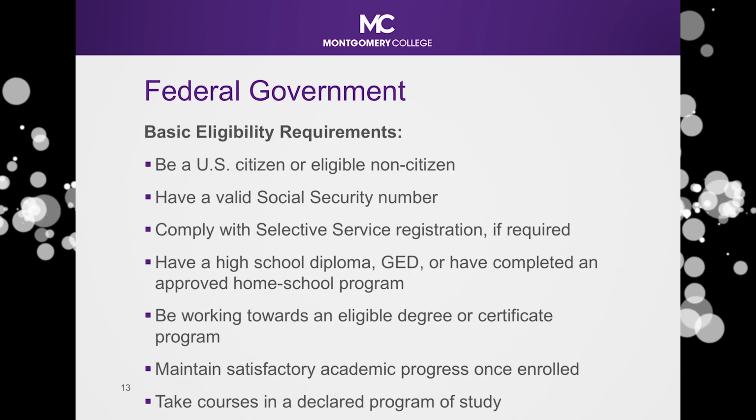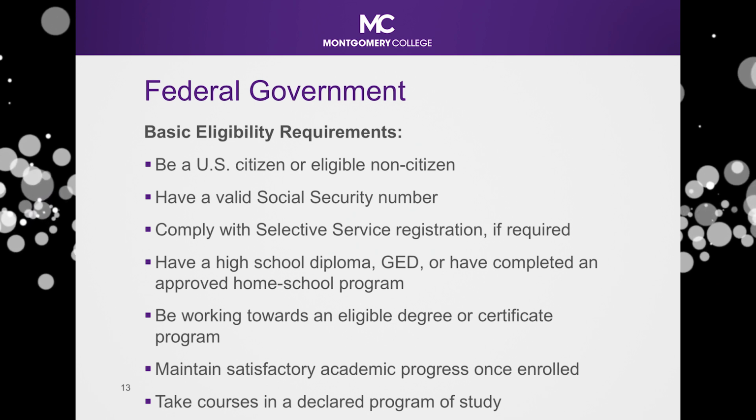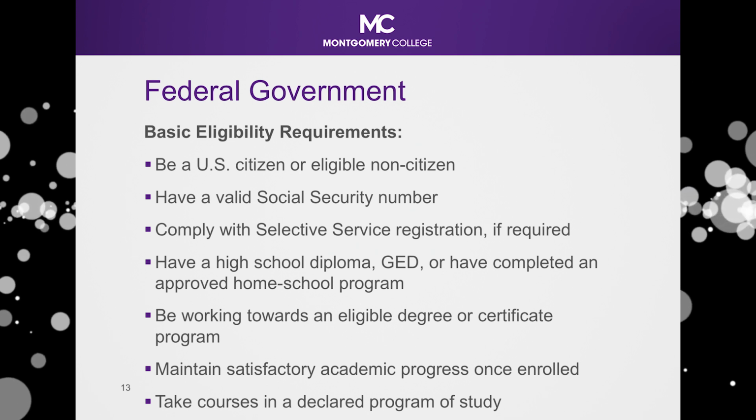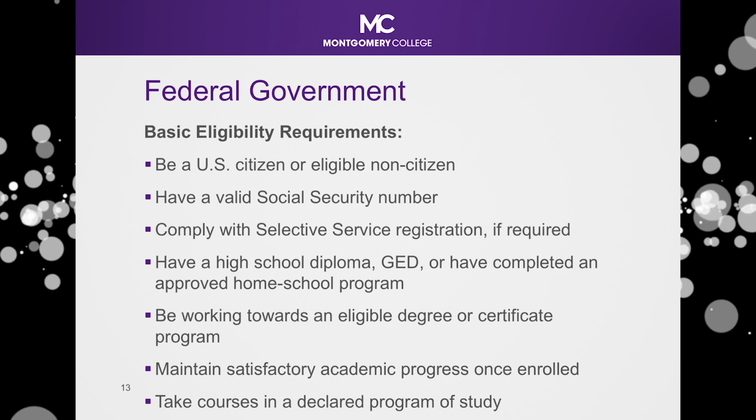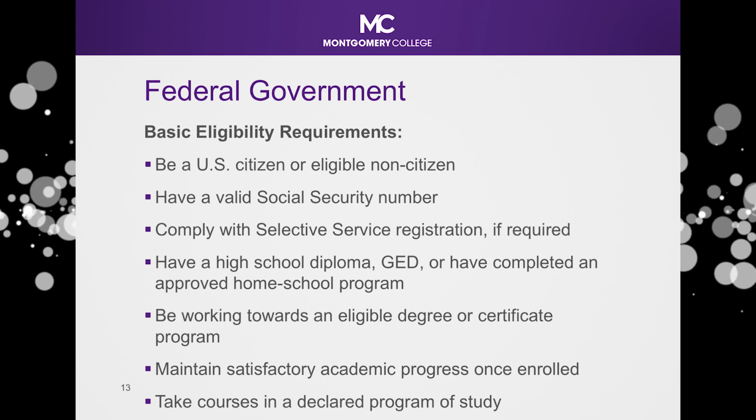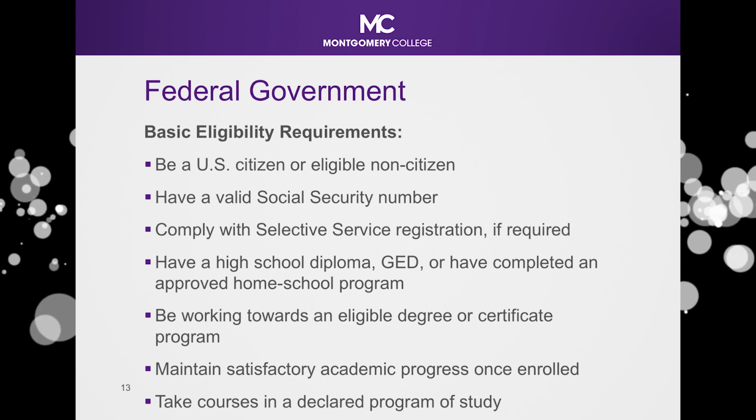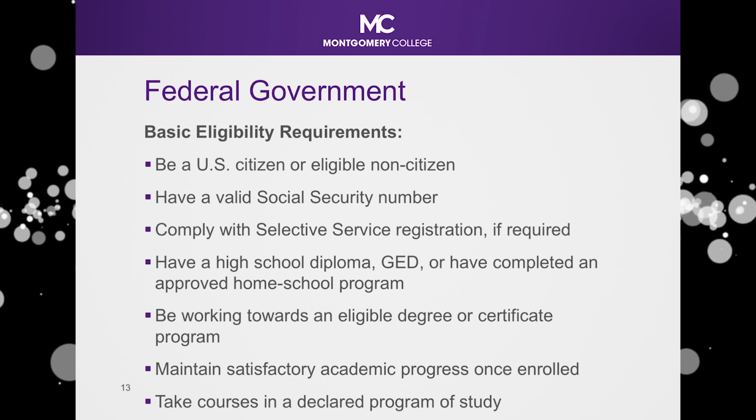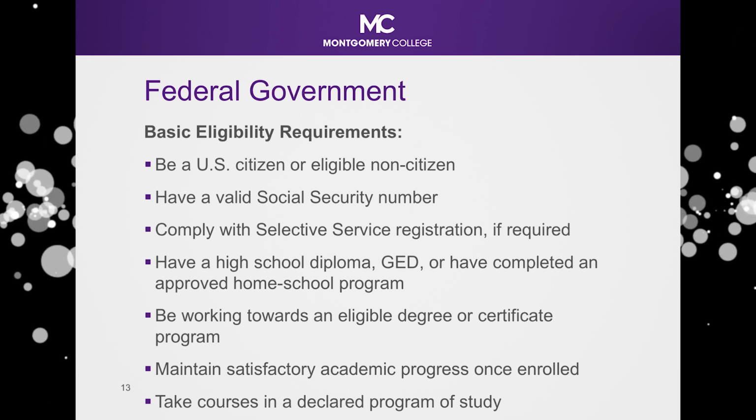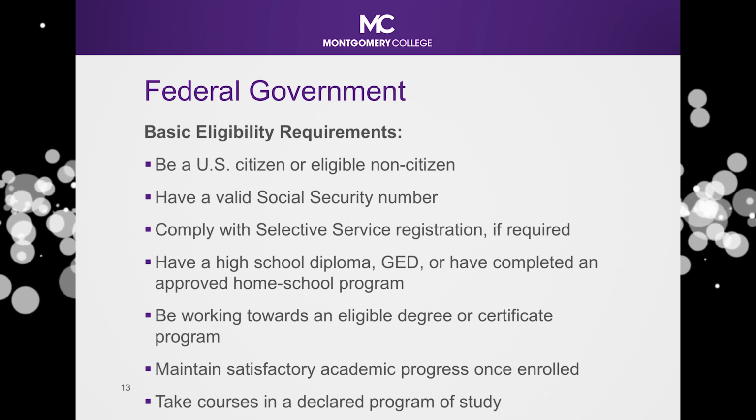Okay, we said the largest amount of aid comes from the federal government. Who's eligible for aid from the federal government? You have to be a U.S. citizen or an eligible non-citizen. There is a long list of eligible non-citizens, so if there are questions, we can look at that later. You have to have a valid Social Security number. You have to comply with Selective Service registration if required. You have to have a high school diploma, a GED, or have completed an approved homeschool program. Be working towards an eligible degree or certificate program. Another thing to ask, make sure when you're going to school that the program you are enrolled in is an eligible program. Maintain satisfactory academic progress once enrolled.